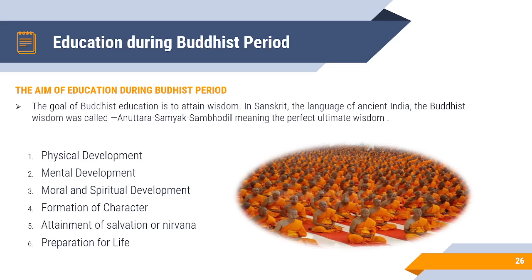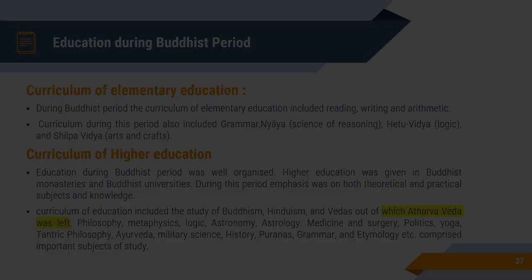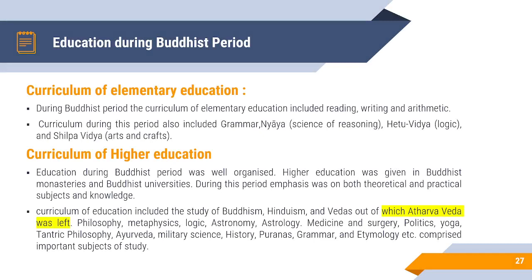That means in this period also, the whole education system was focused on overall development, that means holistic development of students. Curriculum of elementary education during the Buddhist period: the curriculum of elementary education included reading, writing and arithmetic. The curriculum also included grammar, Naya, the science of reasoning, Hetu Vidya, logic, and Silpa Vidya, arts and craft.